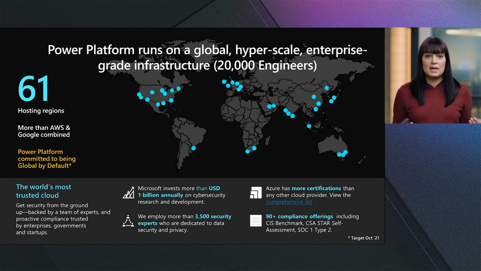So again, stepping back a little bit before we dive into all the features, looking at the platform at all, it is running on Azure. So it really is a fully hyperscale enterprise-grade infrastructure. And we have more data centers than both AWS and Google together. Another effort that we are working on is being global by default, meaning as we stand up new features, we are committed to making sure that they light up in all data centers.